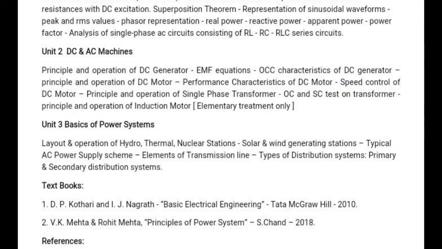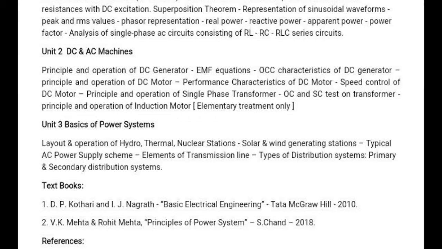After that, types of generators: self-excited and separately excited DC generators. Self-excited generators are classified into three categories: shunt, series, and compound. These are the three types. The simple diagram you have to remember.